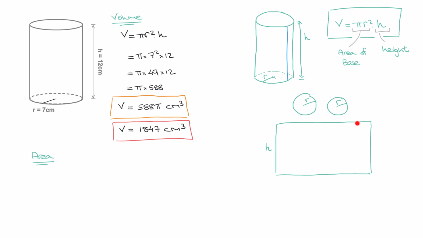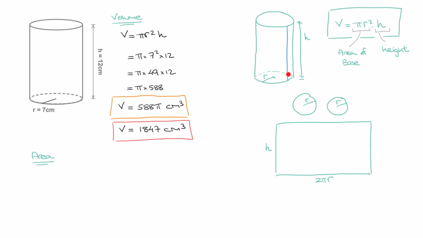Then, the length that we have at the top and of course at the bottom of this rectangle should be equal to the perimeter or the circumference of the disk that we have at the top and at the base of our cylinder. And remember, the circumference or perimeter of a disk or circle is equal to 2 pi r. So that's the length or the base of this rectangle.